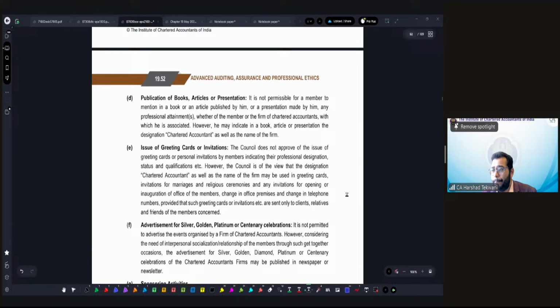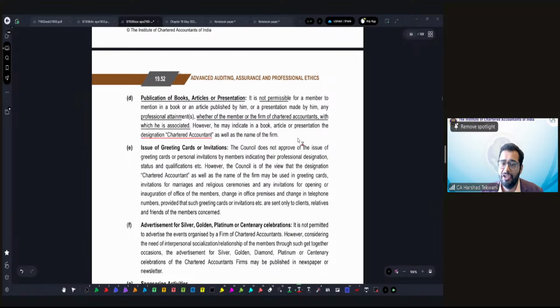Okay, then publications of books, articles, and presentations. Usually it is not permissible for a member to mention in a book or article published by him his professional attainments, whether he's a member, whether he's a partner in a firm of chartered accountants, whether he's associated with any particular CA firm or not. So these things are not permissible. You should not mention professional attainments, whether member or a firm of chartered accountants, whether you are a partner there. However, what is permissible is that you may mention the designation chartered accountant.